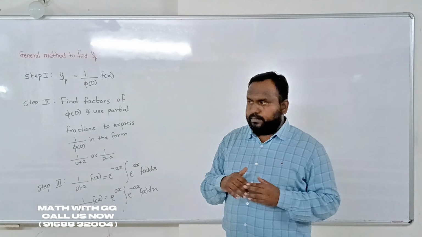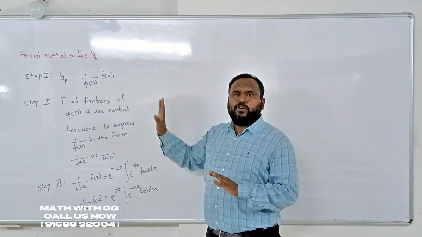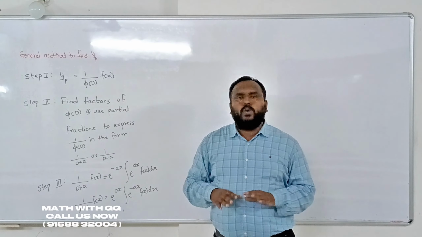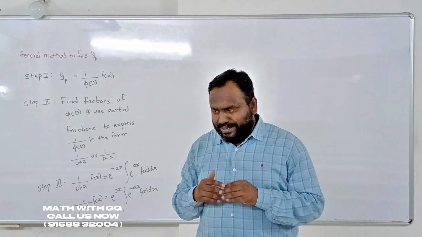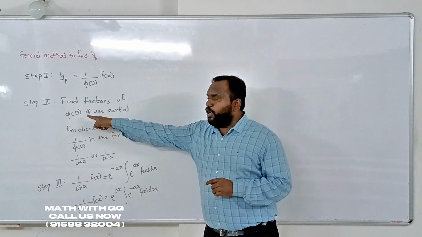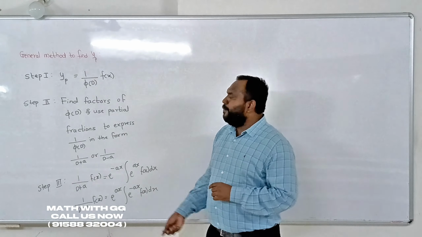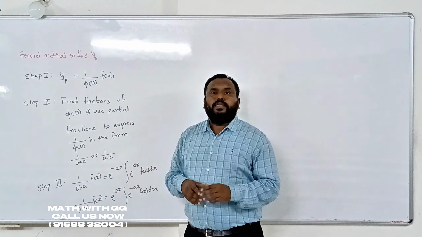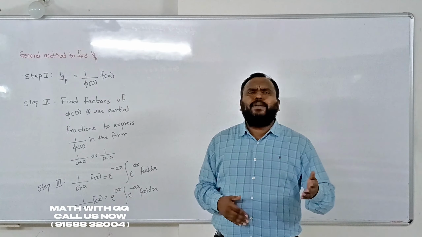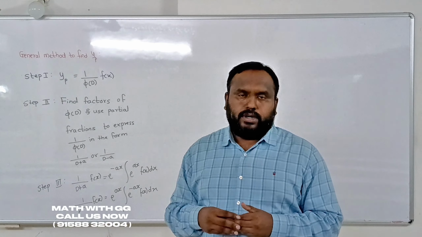Step number 1. The formula for YP for general method is 1 upon phi of D f of x. This is similar to shortcut method also. YP equal to 1 upon phi of D f of x. Then in step 2, find the factors of phi of D and use partial fraction to express 1 upon phi of D as the summation or subtraction of terms like 1 upon D plus a, 1 upon D minus a in the linear factors.